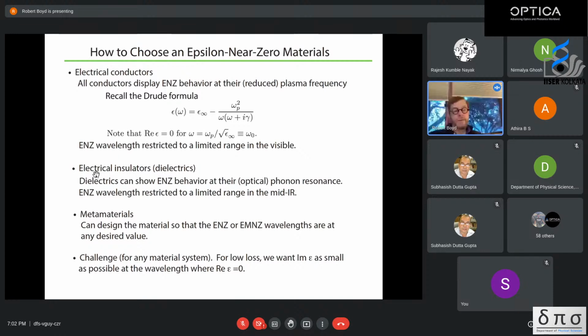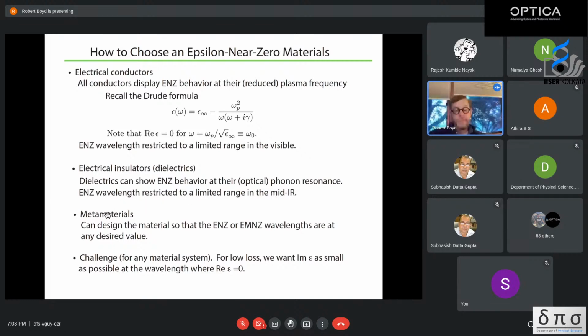Now, what about electrical insulators? Well, there's another mechanism here. Dielectrics can show ENZ behavior at their optical phonon resonance. And so there's a range in the mid-infrared where the phonon resonances occur for many materials. So this works fine, but over a limited range.